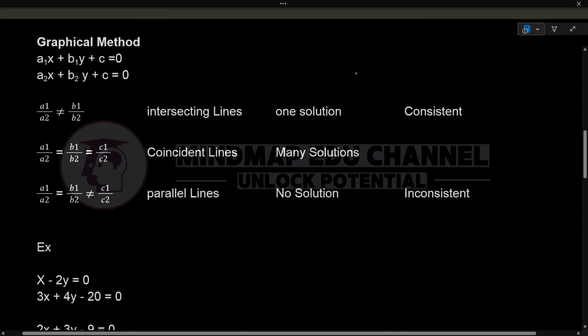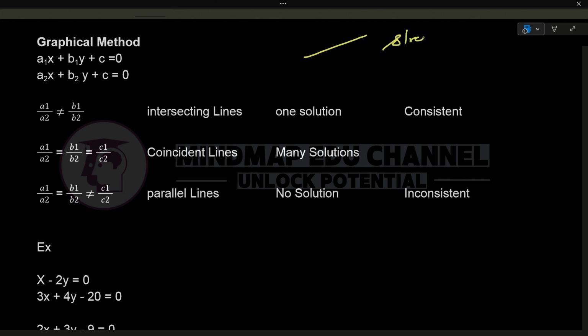Now, we are learning about linear equations. So remember, for any linear equation, we will always have a straight line on the graph. A linear equation will always give a straight line. And by looking at the equations, we can tell what kind of graph we will get. So let's first check the ratios and compare the ratios of the two equations. If a1 by a2 is not equal to b1 by b2, what we are doing here is comparing the ratios a1 by a2 and b1 by b2.